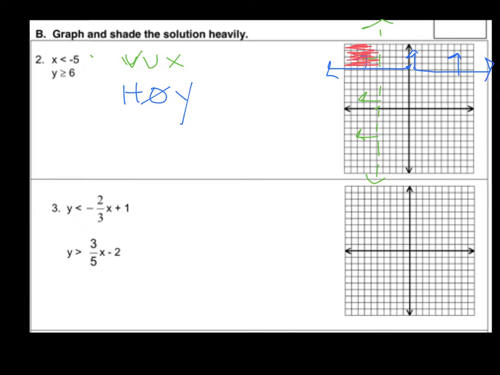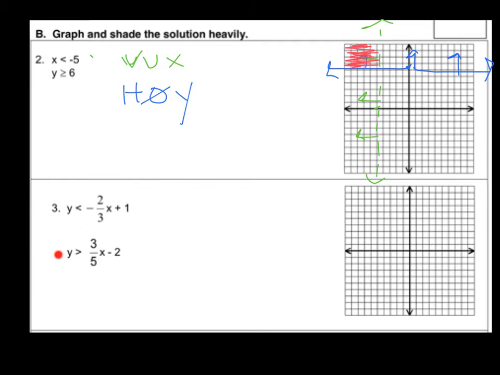Now, just a quick review. Remember, the dashed line tells me that those are not solutions. However, this solid line, with the exception of where they intersect, and this red portion of my graph is where the solutions for this system would fall. All right, let's go ahead and look at the next one.